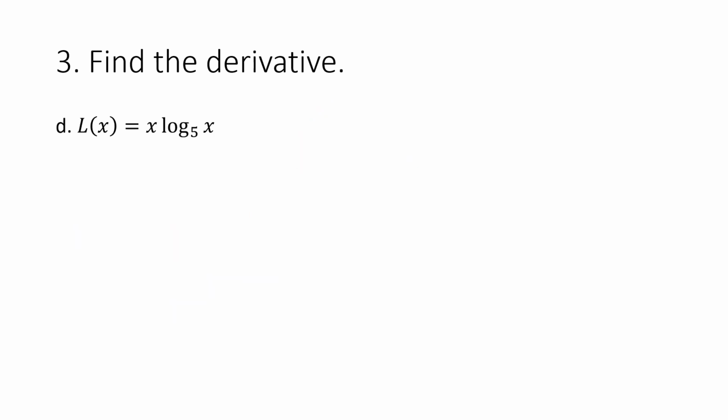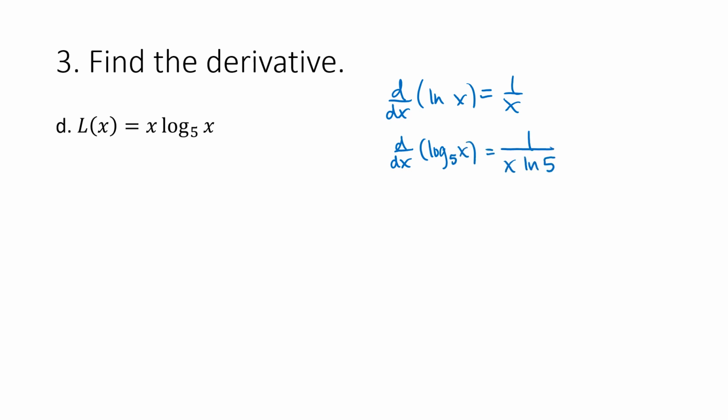So this time we've got to know the formula for the derivative of a log of a base that's not e. Remember, we know that the derivative of the natural log of x, that's just 1 over x. But if it's a log of a different base, the derivative of the log base 5 of x in this case, that's going to be 1 divided by x times the natural log of 5. So we're going to need to know that, but before we get to that, this is a product.